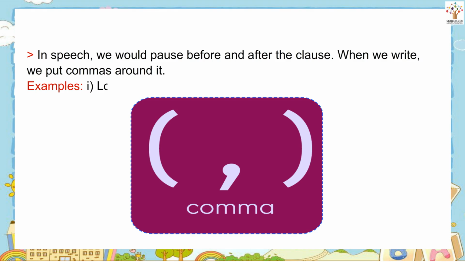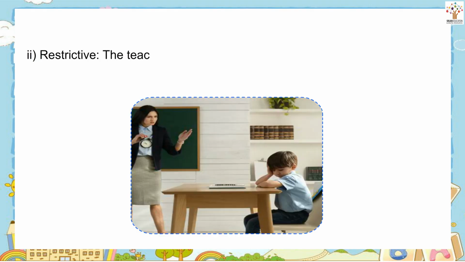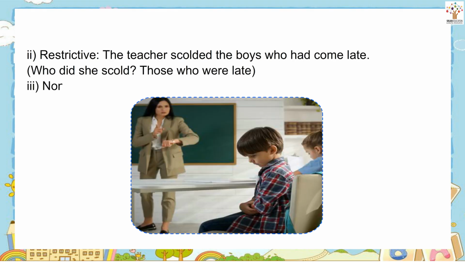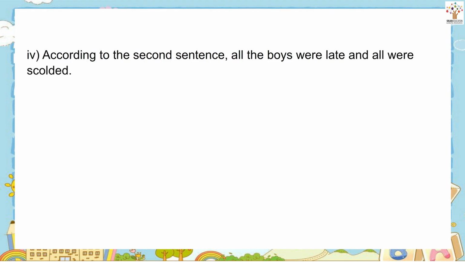Examples: Look at these two sentences. The comma makes their meanings different. Restrictive: The teacher scolded the boys who had come late. Who did she scold? Those who were late. Non-restrictive: The teacher scolded the boys, who had come late. Who did she scold? All the boys. According to the second sentence, all the boys were late and all were scolded.